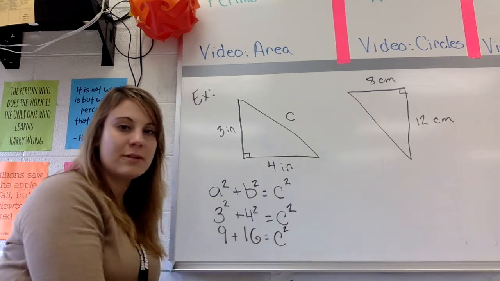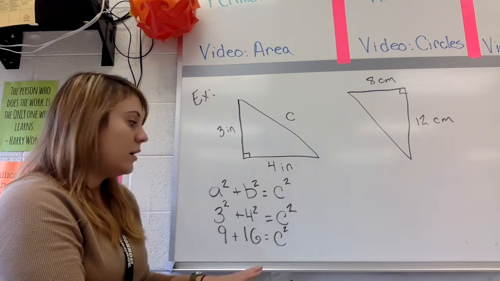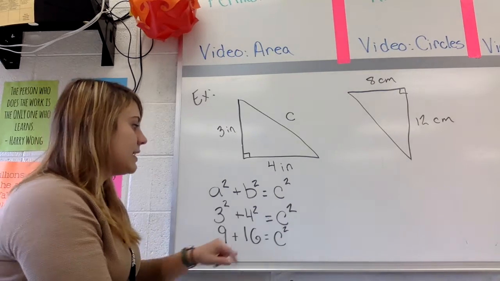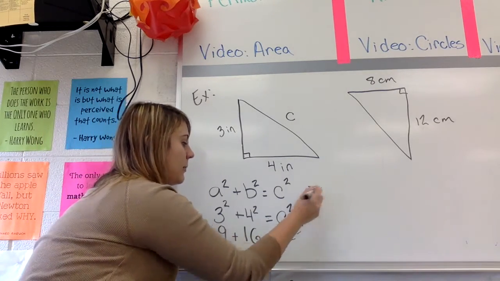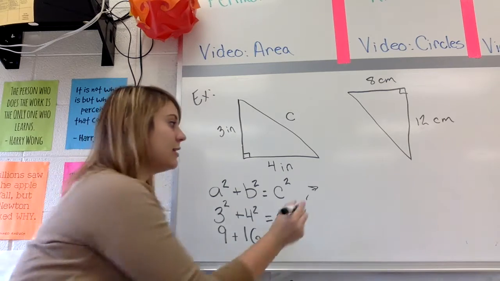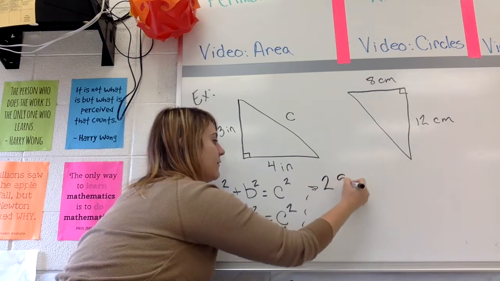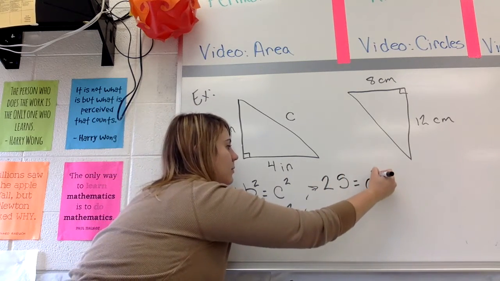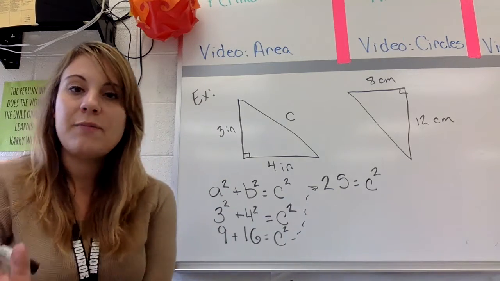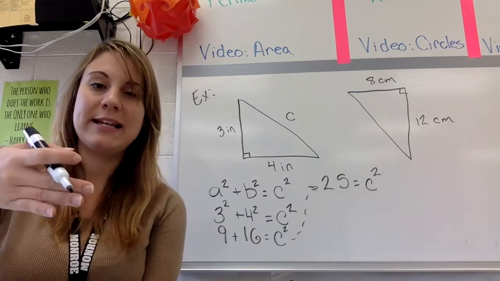And that still equals c squared. Let's add our numbers together. 9 plus 16, I'm going to kind of pop up here. 9 plus 16 is 25, equals c squared.